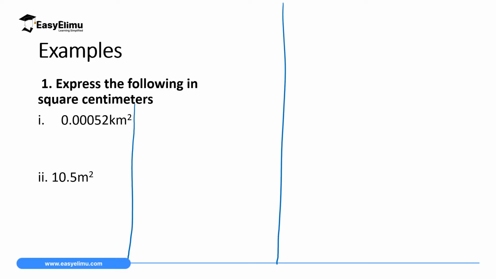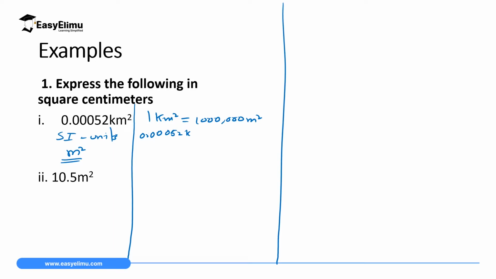For example, in this case, the first one we have been given is in square kilometer. So we must first change it to SI units. The SI unit of area is square meter, which is written as m squared. So we must first change this into square meter. And the relationship between a square meter and a square kilometer is that 1 square kilometer is equal to 1 million square meter.